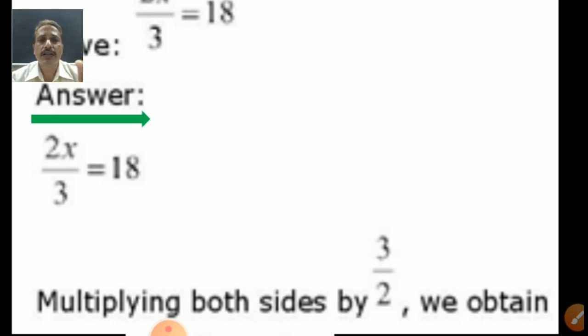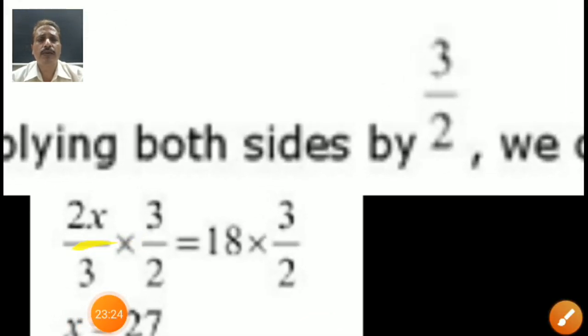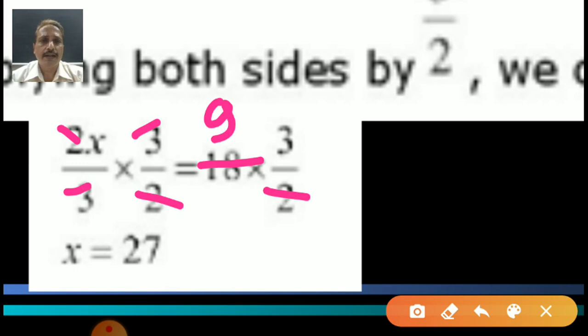Yes. 2 upon 3 means shifting to the right side as 3 by 2, or you can multiply both sides by 3 by 2. Here is the method. Both sides, multiply by 3 by 2. Very good student. Why? Because we want to cut the number: 2 cut, 2 cut, 3 cut, 3 cut. What is here? 2 ones are 2, 2 nines are 18. Yes, good.